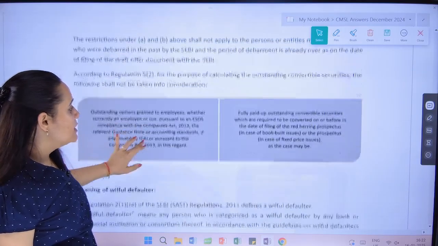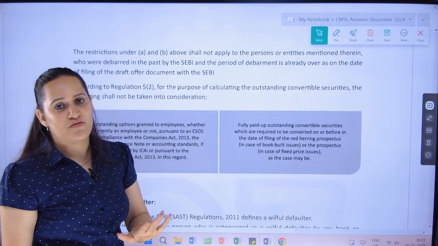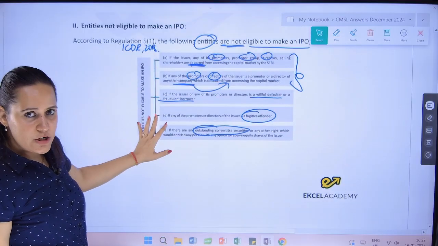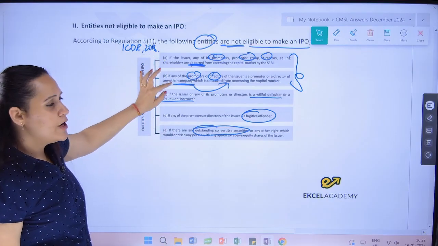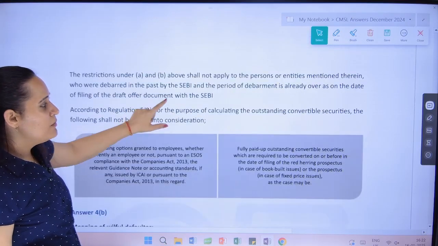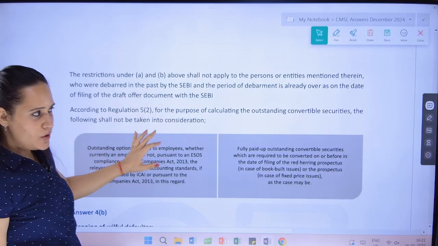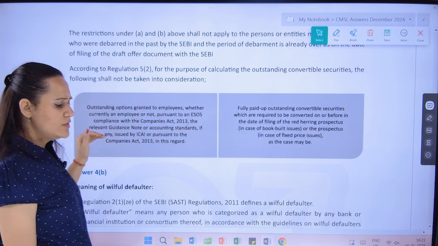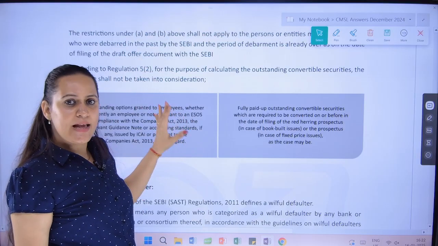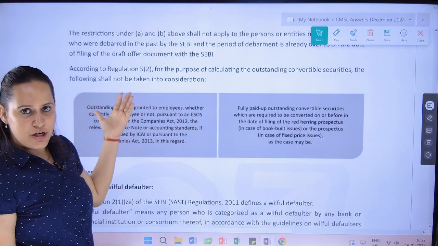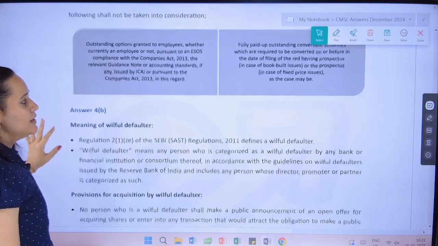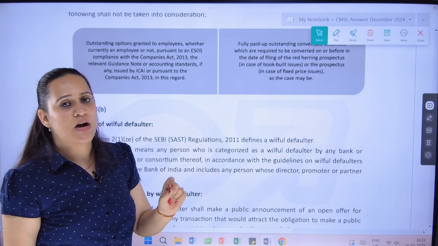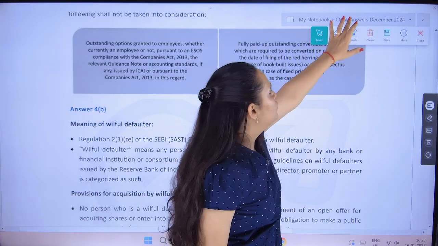So these details specifically are required to be provided because it is a 5-mark question. You have to answer in detail. First one is who are all the entities which are not permitted to make the IPO. Then with respect to point A and point B, with respect to period of debarment, once the period of debarment is over, the company will be eligible for making an IPO. And last one, with respect to outstanding convertibles, if you have something for the ESOPs as outstanding, that will not be considered as outstanding. Even with that outstanding balance, you can make an initial public offer. So these are the points that you have to mention to score full marks, because it is a 5-mark question. A detailed, specific answer has to be provided. Let's move to the next question.